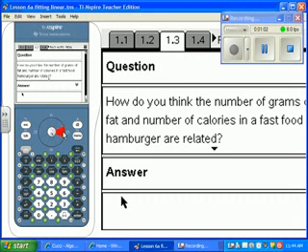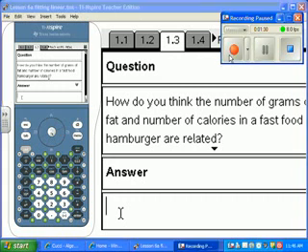Yeah, I guess. All right, so how do you think the number of grams of fat and the number of calories are related? Okay, directly. Give me more than that. What do you think happens as we get more fat? What happens to our calories? Calories are going to go up. Okay, so I want you to just give me an idea of what you think happens when the number of grams of fat goes up. What happens to our calories? What do you think? Type it in there. Yeah, good. So type it right in there.